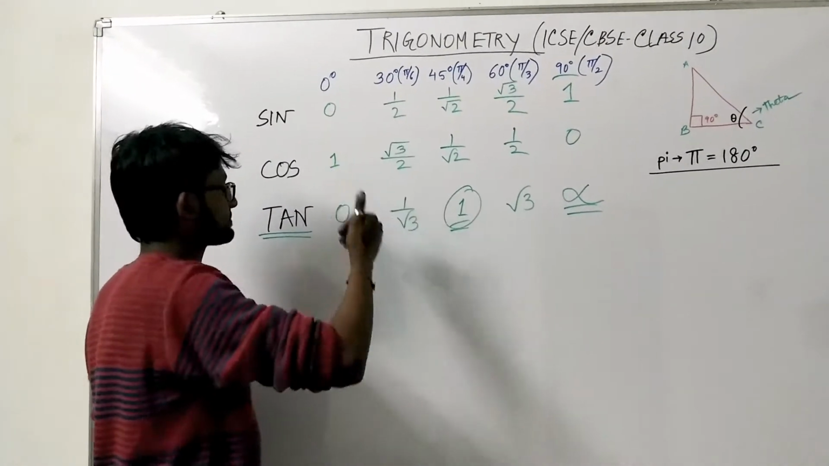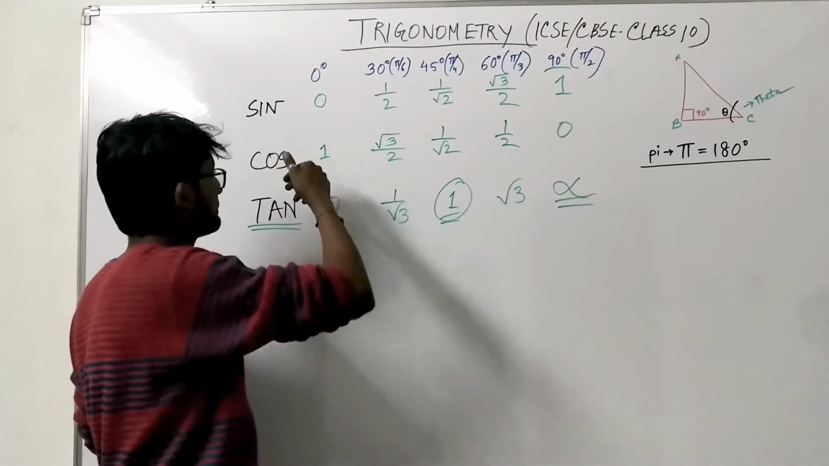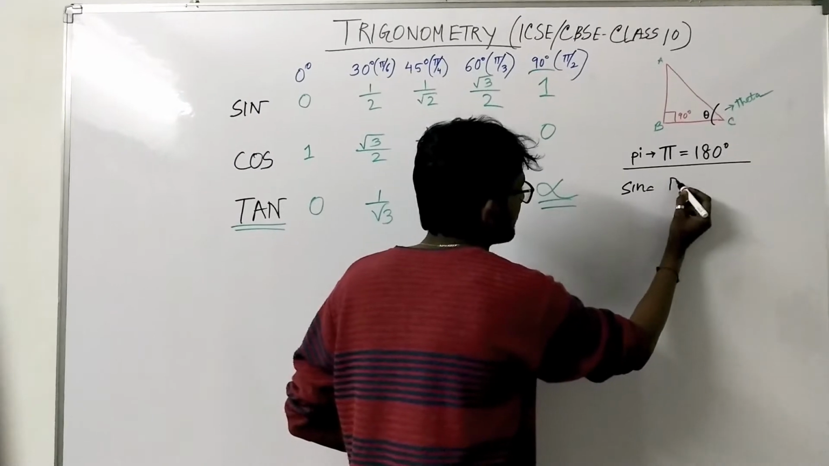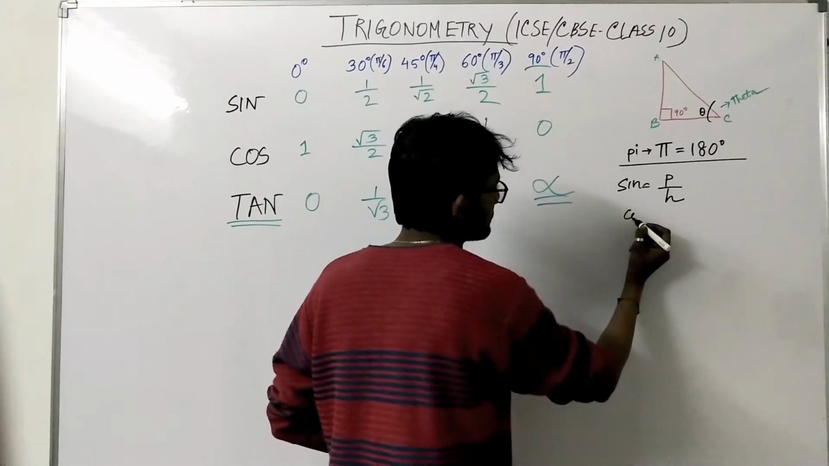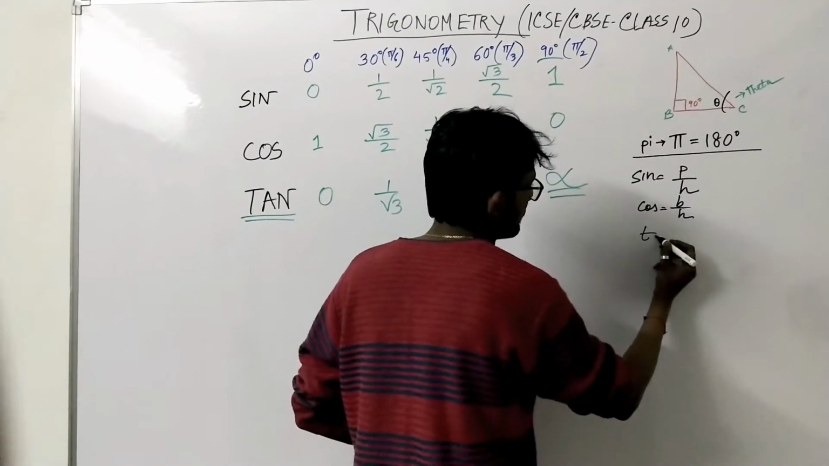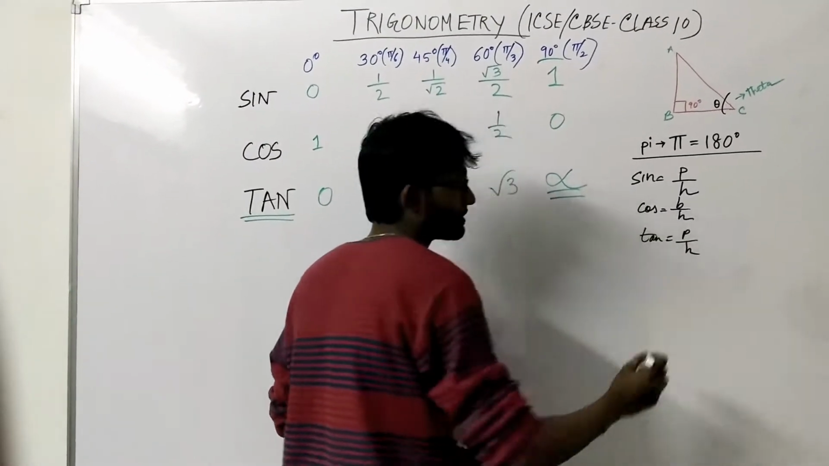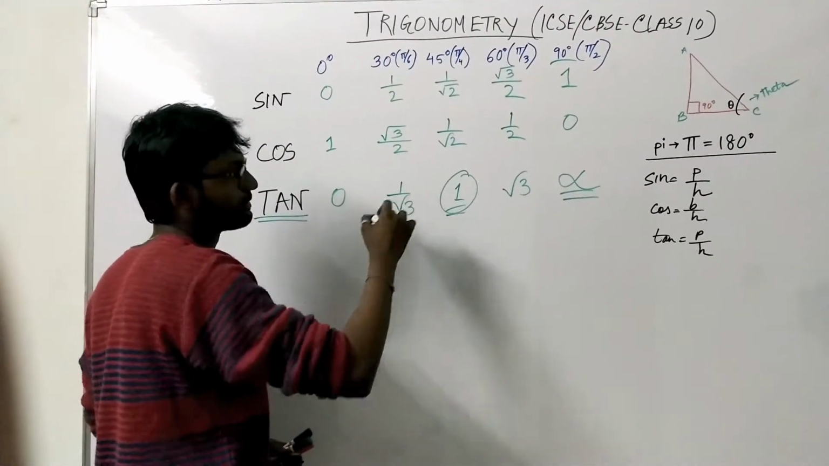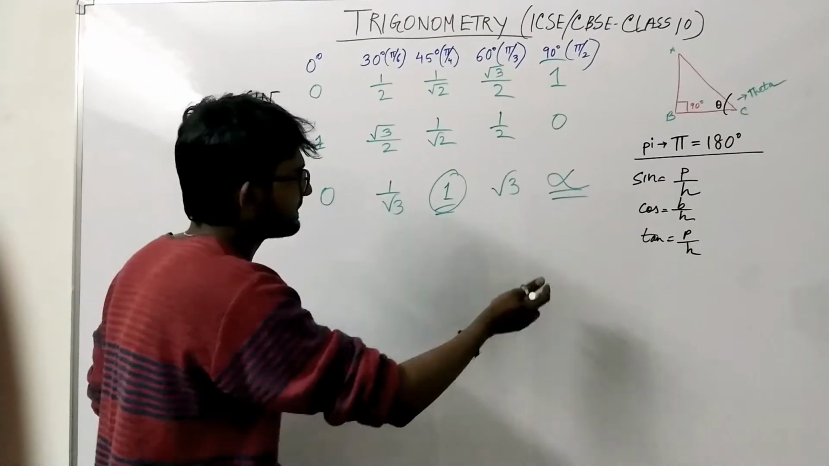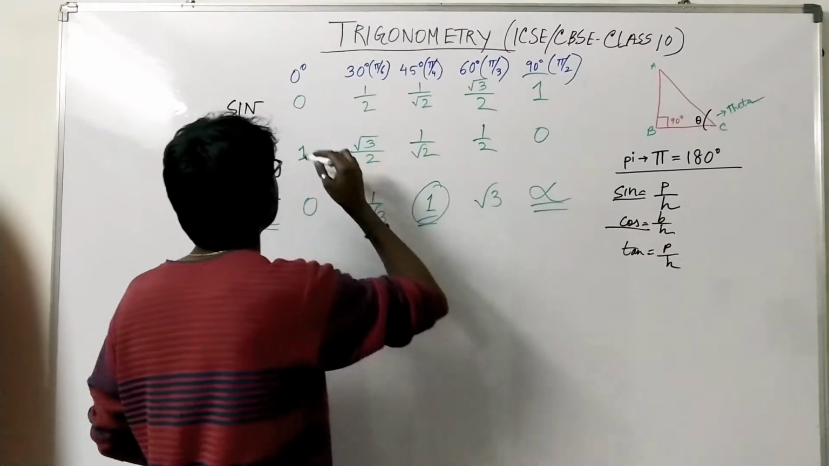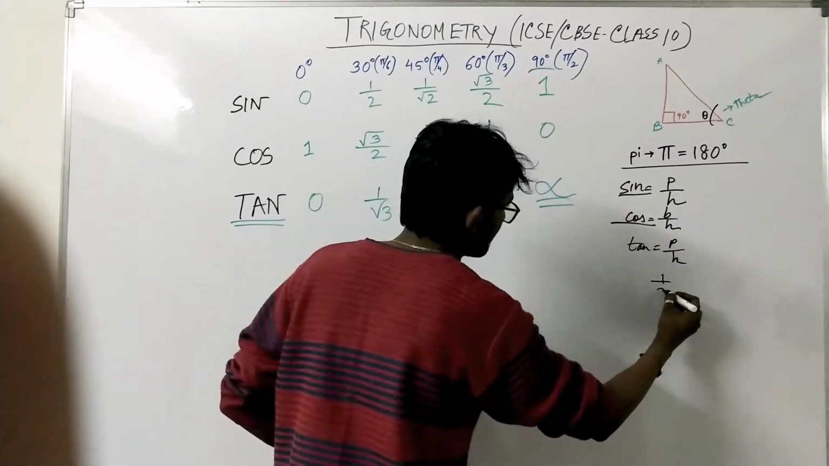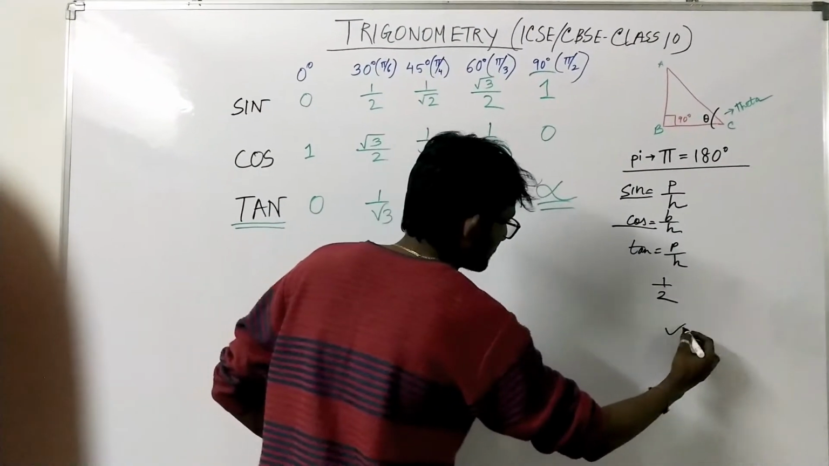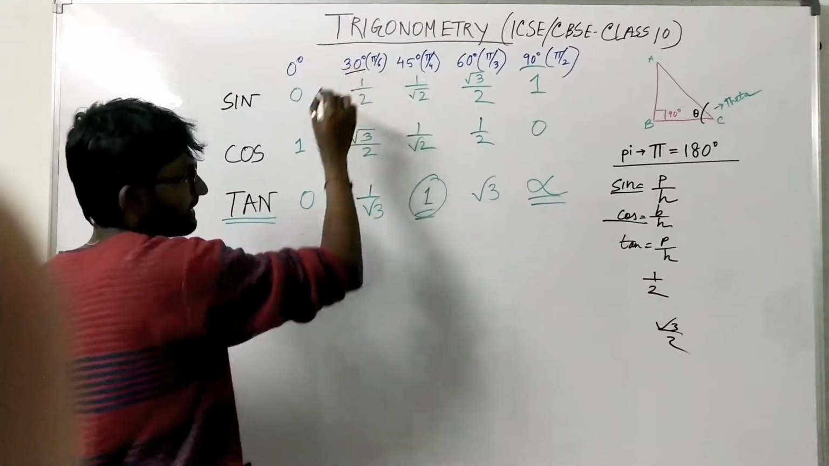You can verify these with sine and cos. Sine, as I've told you, is perpendicular by hypotenuse, cos is base by hypotenuse, and tan is perpendicular by base. So you can verify that tan 30 degrees comes to 1 by root 3. Let me verify with sine and cos. Sine 30 degrees is half, and cos is root 3 by 2. I'm talking about this angle only.